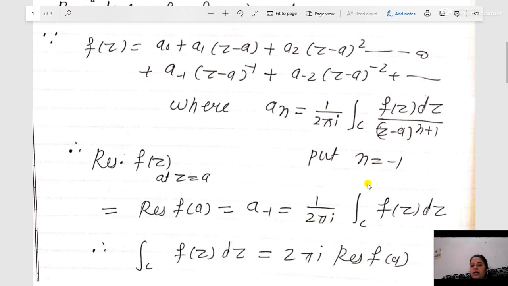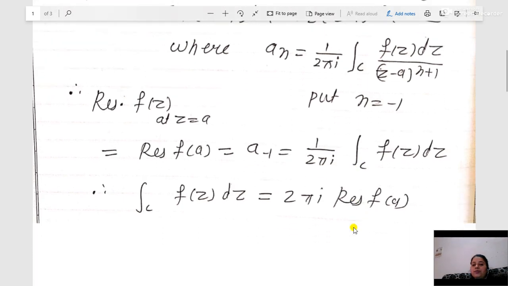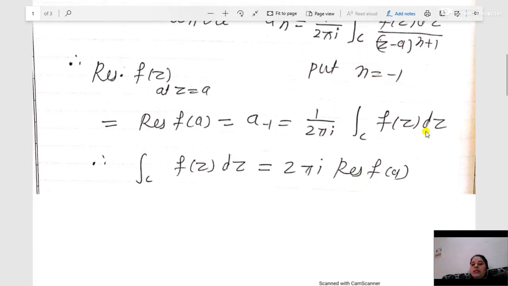By this formula, if we put n equal to minus 1, it will be 1 upon 2 pi i integration of f(z), and the denominator will be 1. How? If we put n equal to minus 1, it will be (z minus a) to the power 0, which is 1. So it is 1 upon 2 pi i into integration of f(z) dz along the curve. So to evaluate this integration, f(z) dz along the curve C, we can use the formula 2 pi i into residue of f(a).